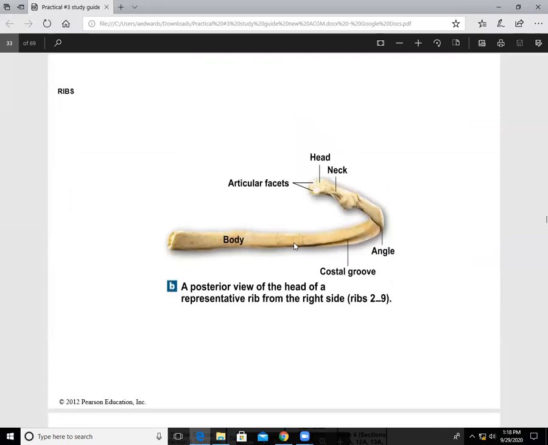Okay, structures of the rib. Definitely need to know this for both the quiz and the practical. You have the body of the rib. This little area where it curves, we call the costal groove. The major part of the curve, we call that the angle. At the end, you have the head, and connecting the head to the rest of the rib is the neck. The places where the rib touches, these are called articular facets, and they articulate.